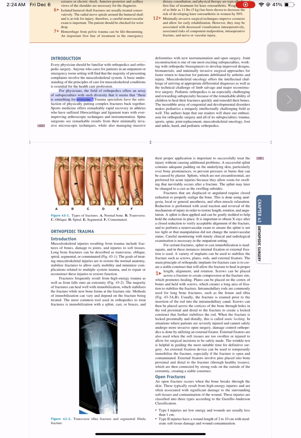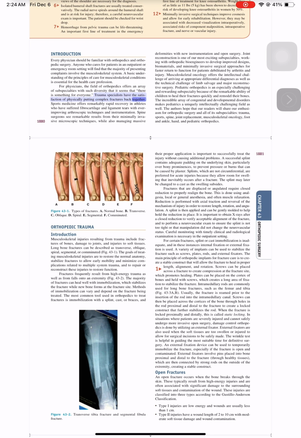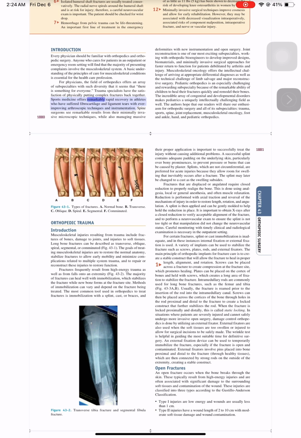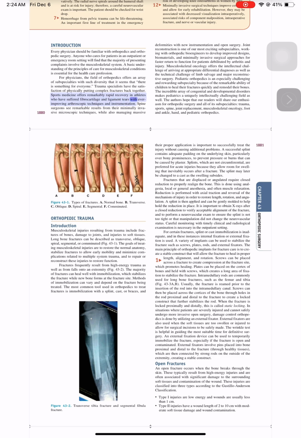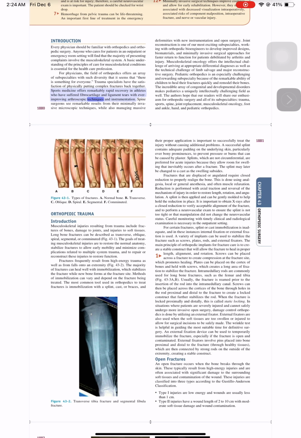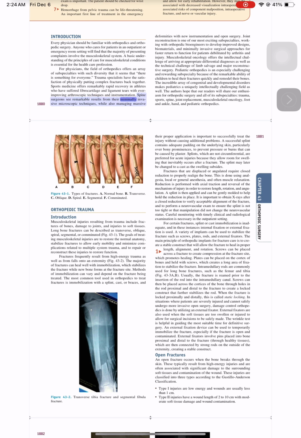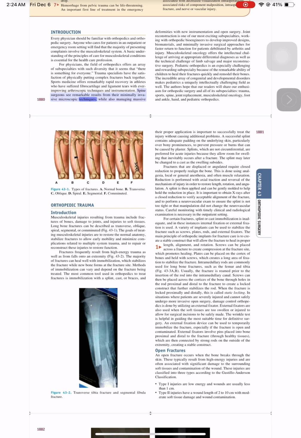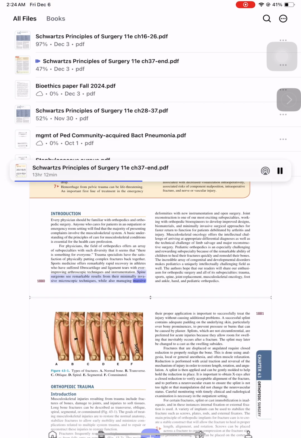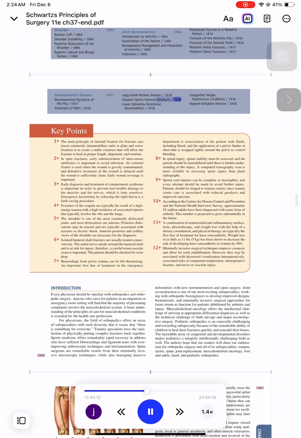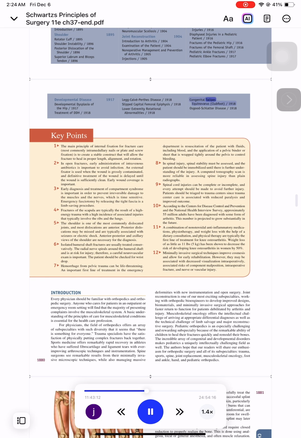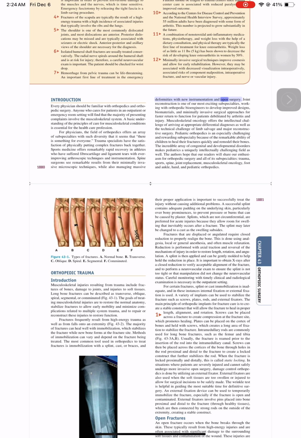Trauma specialists have the satisfaction of physically putting complex fractures back together. Sports medicine offers remarkably rapid recovery in athletes who have suffered fibrocartilage and ligament tears with ever-improving arthroscopic techniques and instrumentation. Spine surgeons see remarkable results from their minimally invasive microscopic techniques while also managing massive disease and deformities with new instrumentation and open surgery.